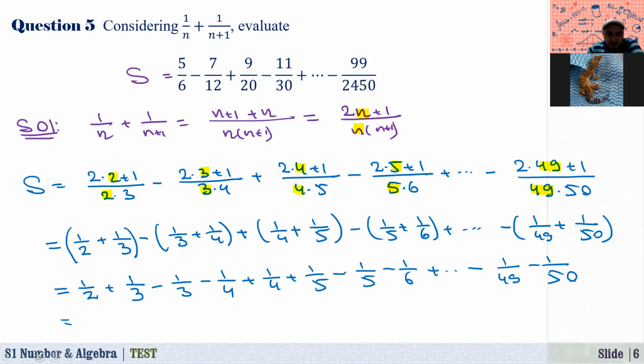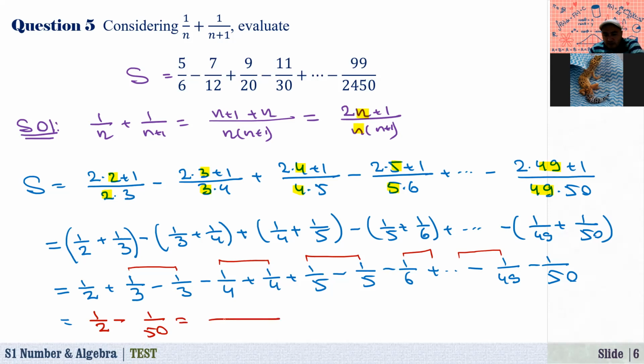Now if you notice here, 1 over 3 minus 1 over 3 is 0. Minus 1 over 4, 1 over 4, it is 0. 1 over 5 minus 1 over 5, it is 0. So this will continue, so this is equal to 0, and these two parts are also equal to 0, because the previous fraction is 1 over 47 plus 1 over 48 plus 1 over 49, right? That's why we only have the first fraction minus the last fraction.